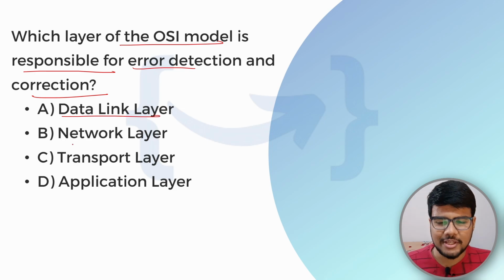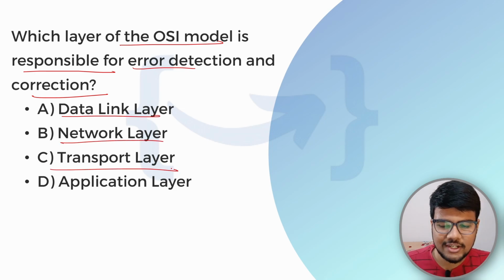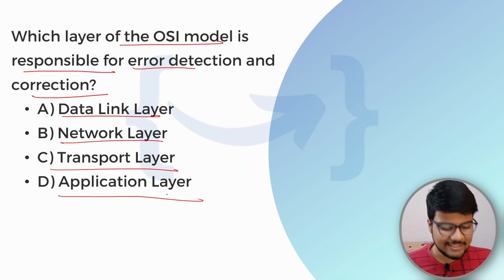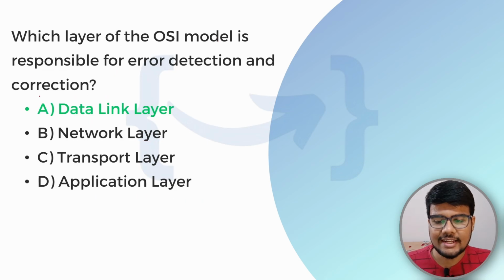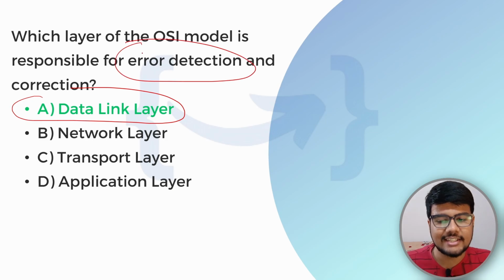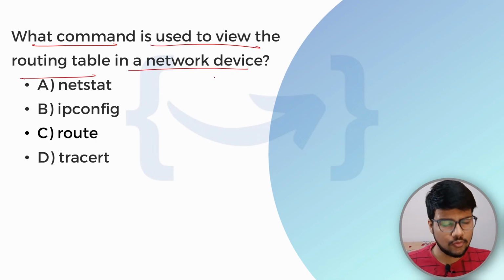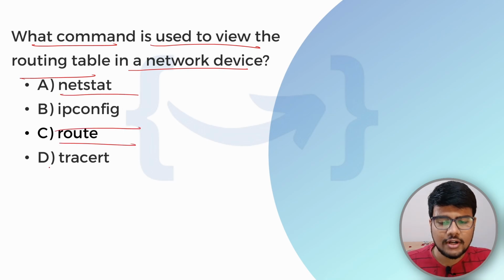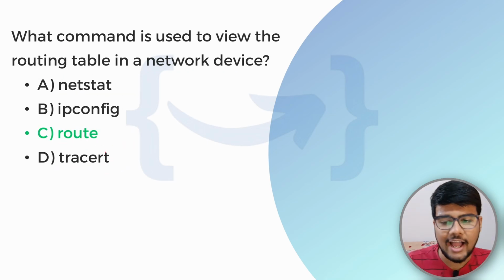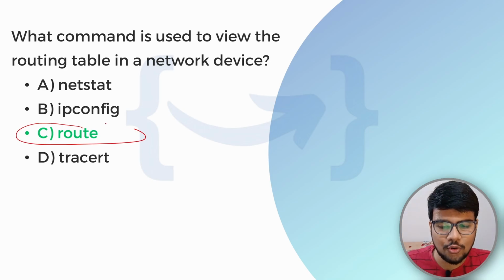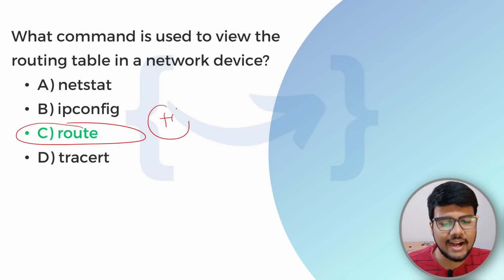Now, which layer of the OSI model is responsible for error detection and correction? Data link layer, network layer, transport layer, or application layer. Bingo. Data link layer is the correct answer, which is responsible for error detection and correction. Checksum, is it? Now, what command is used to view the routing table in a network device? Netstat, ipconfig, route, or tracert? Let me know. Yes, I heard you speak about route, and yes, +1 mark again for marking the right answer.